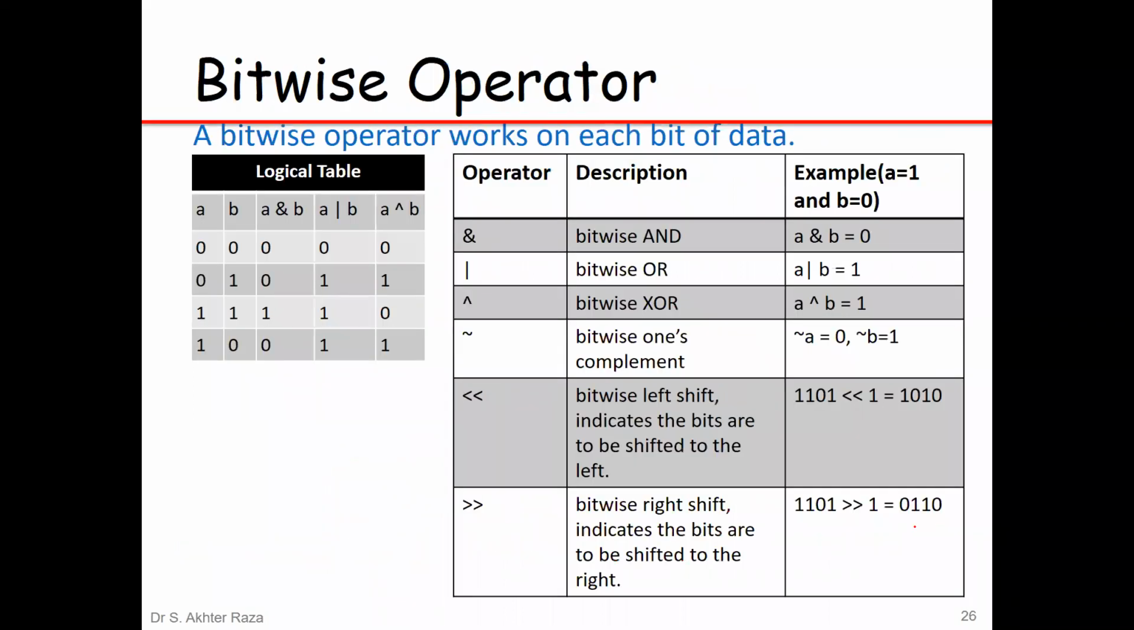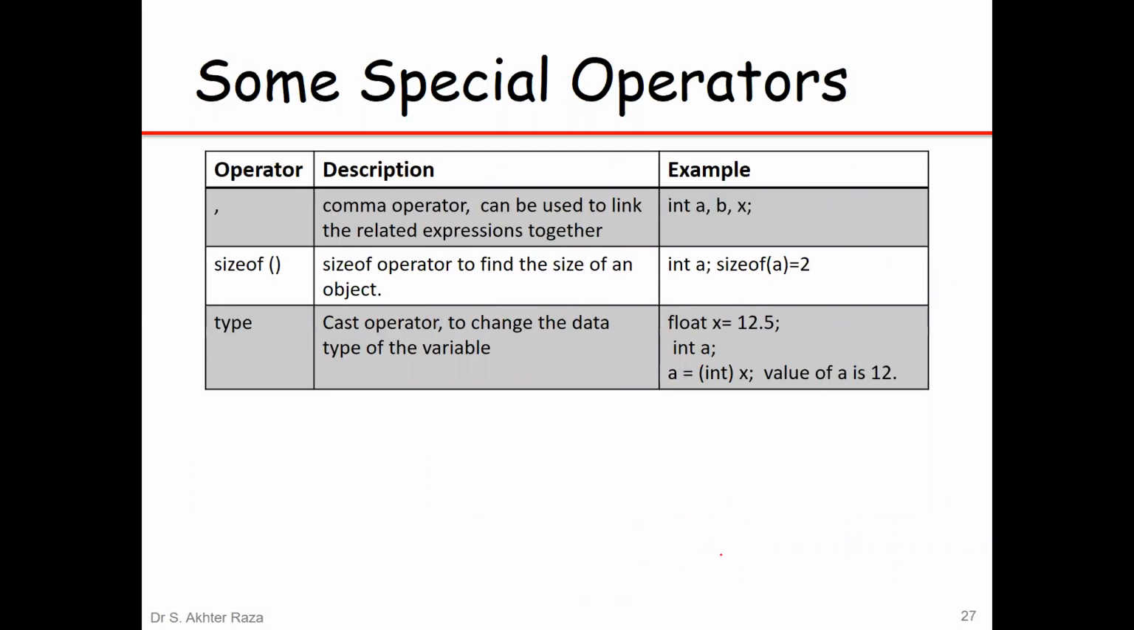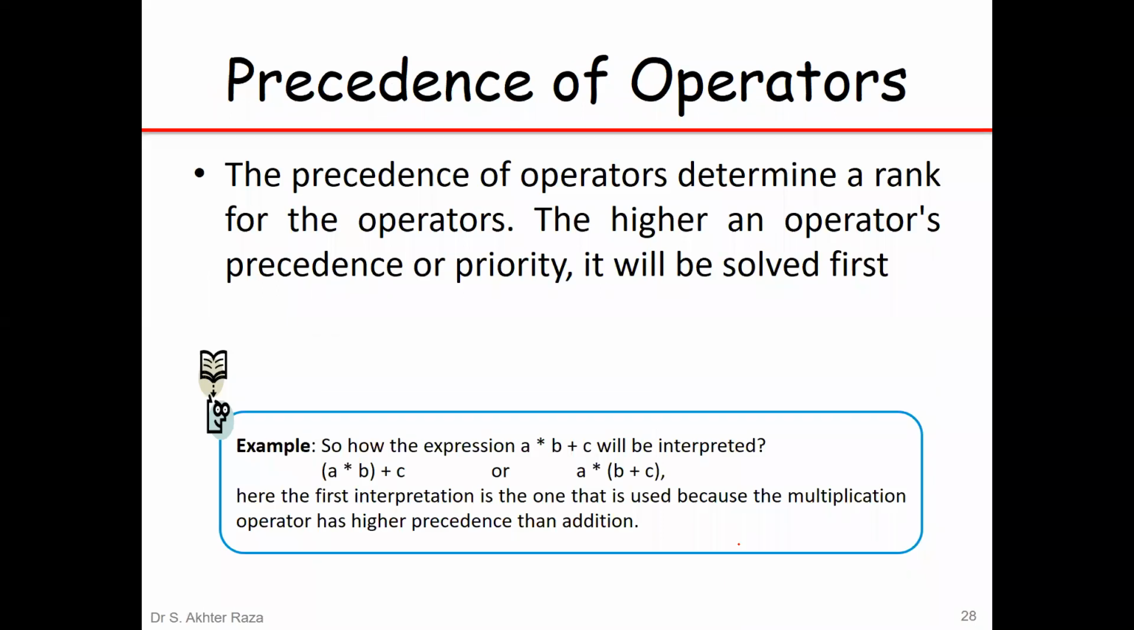Now last is the bitwise operator, but I will describe it later because it has high complexity, and the truth table you can see here on the left side. I am going to leave this slide because the bitwise operator will be defined after two or three lectures. Similarly, I will describe the special operators later. Now, the next element is the precedence of operators. I will record the precedence of operators in a separate recording, so I'm going to stop the recording.